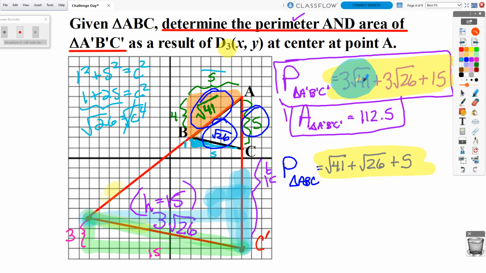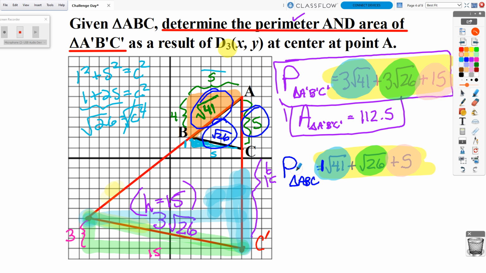Look, here's a 3 root 41, and here's a 1 root 41. How many times bigger is 3 root 41 compared to 1 root 41? 3 times bigger. Do you also see it here? 3 root 26 is 3 times bigger than the square root of 26. And last but not least, 15 is 3 times bigger than 5. So yes, we could have originally just taken our original perimeter and multiplied each side by 3, just like we did previously with challenge day problem number 2, and we could have gotten the new perimeter.